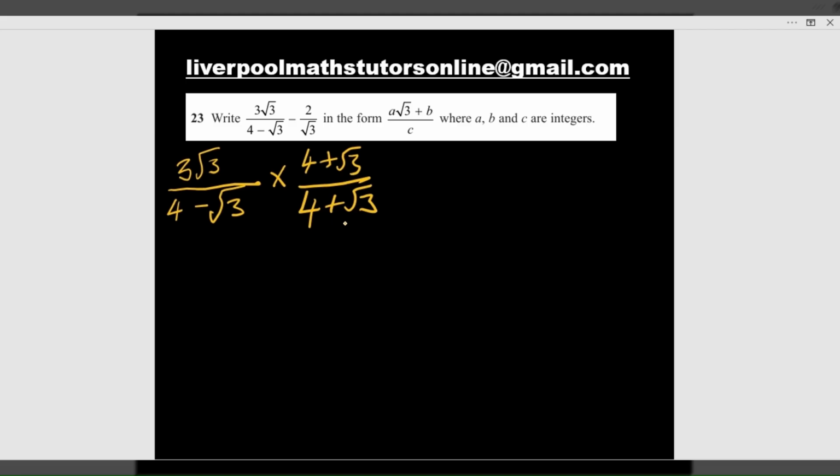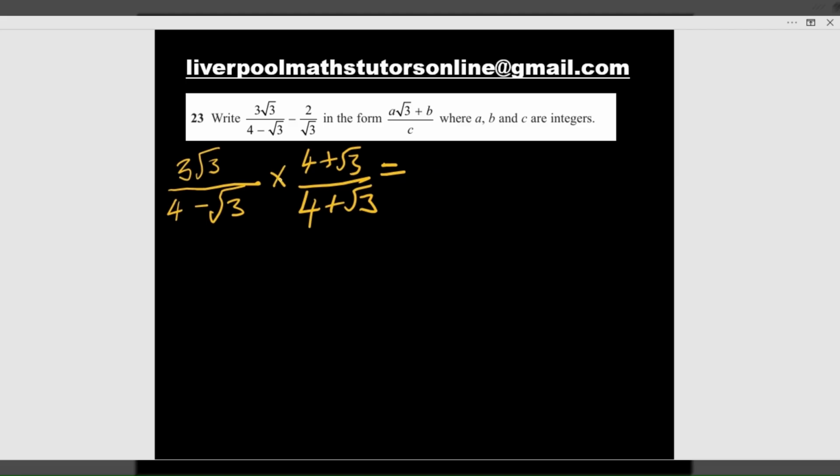And what that does is it's a sneaky way of timesing by 1. Anything over itself is 1. So you're not going to change the value of that fraction. You're just going to show it in another way. But it's a very good way of getting rid of the thirds on the bottom. So that's going to take that business out.